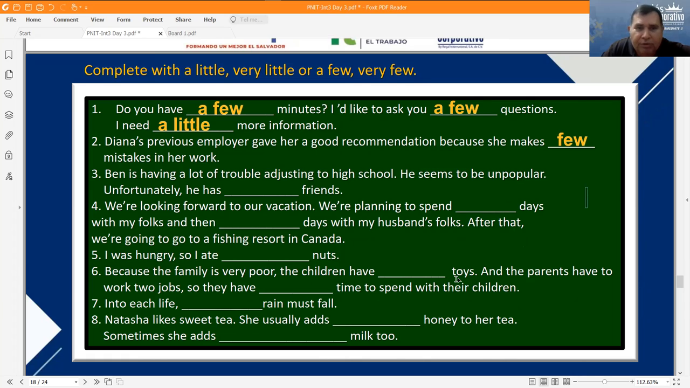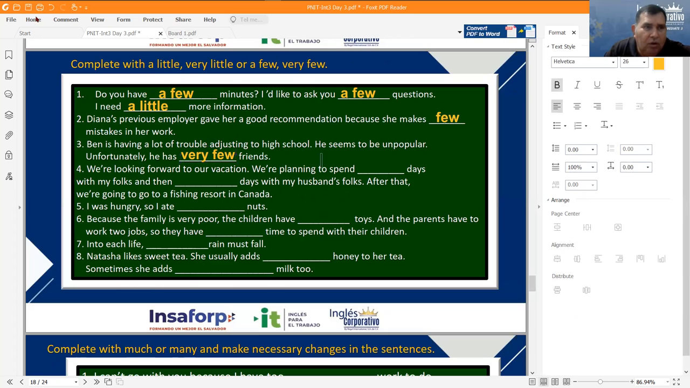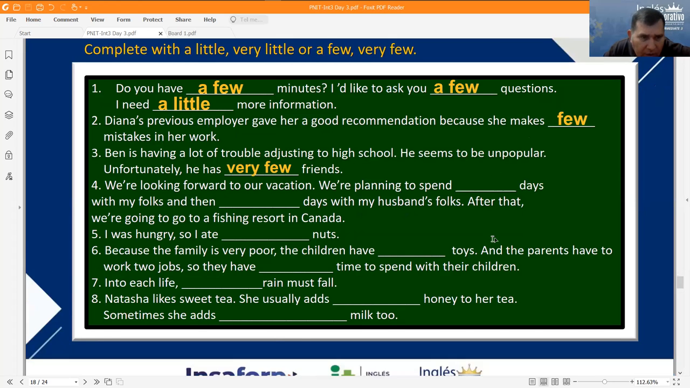Ben is having a lot of trouble adjusting to high school. He seems to be unpopular. Unfortunately, he has few friends, or very few friends, because he isn't very popular. Excellent. Now the next one. We're looking forward to our vacation. We're planning to spend a few days with my folks, and then a few days with my husband's folks. After that, we're going to go to a fishing resort in Canada.